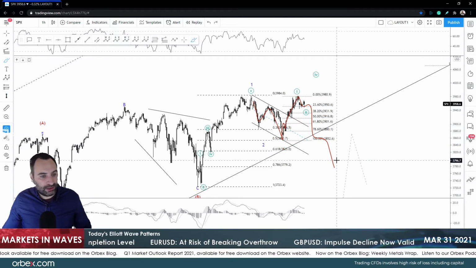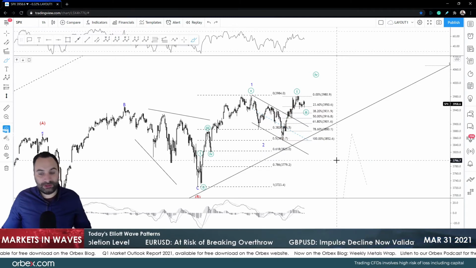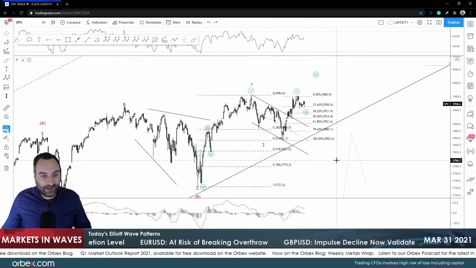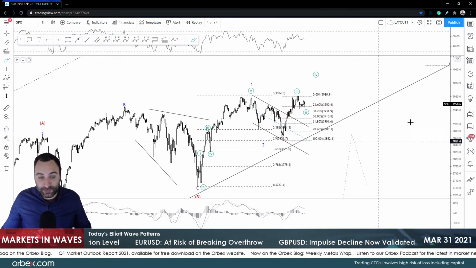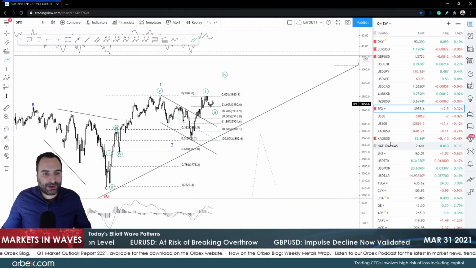But obviously the one we can exclude for now is a triangle because we're on wave 2. So that is the one that for sure we're not going to see. So this is the scenario here for the S&P as well.